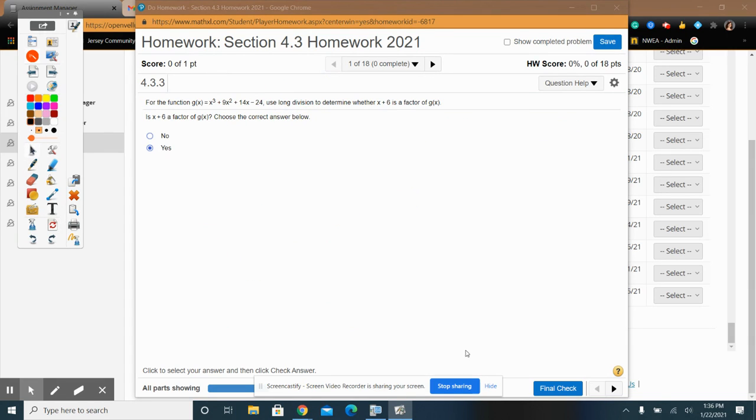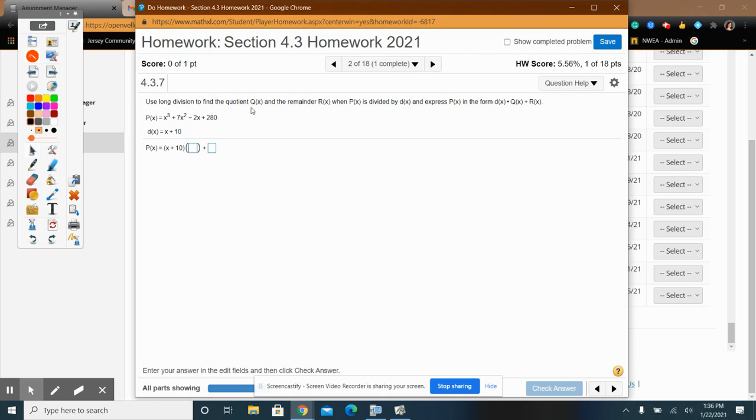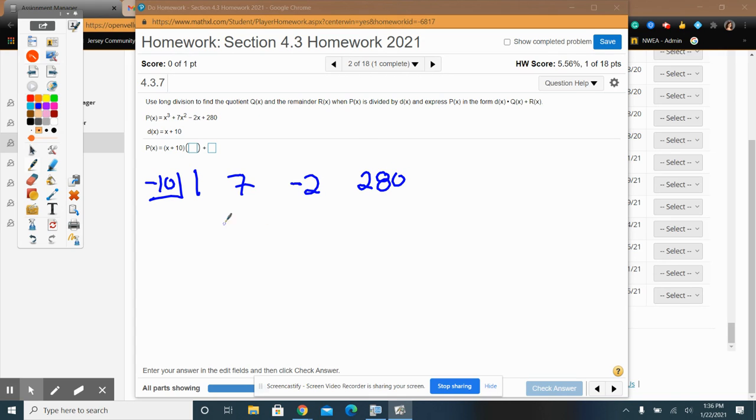Okay, question two. This time they want us to use division again to write it out just like we talked about. So we're going to put -10 in the box. We'll put the numbers beside it: 1, 7, -2, 3, 2, 1, and then 280. Skip a line, draw a line, and have your party. You multiply, you add, you multiply, you add, you multiply, you add, and you get a remainder of 0 again.